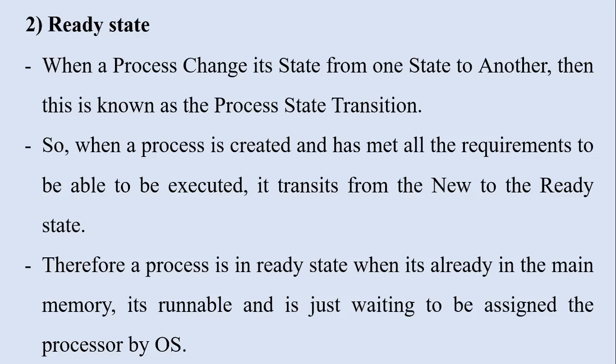The next state is the ready state. When a process changes its state from one state to another, it's known as a process state transition. So when a process is created and has met all the requirements to be able to be executed, it transits from the new to the ready state. Therefore, a process is in ready state when it's already in the main memory.